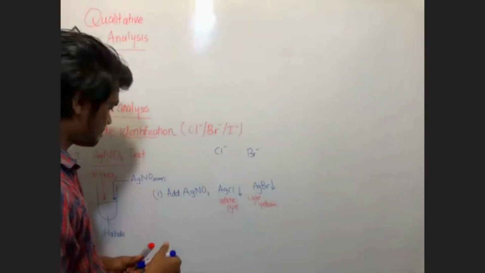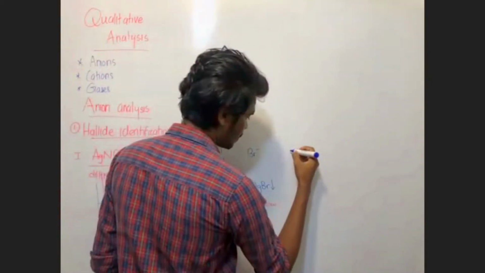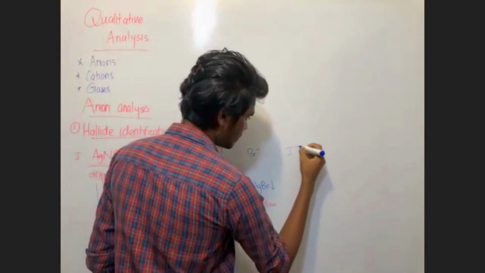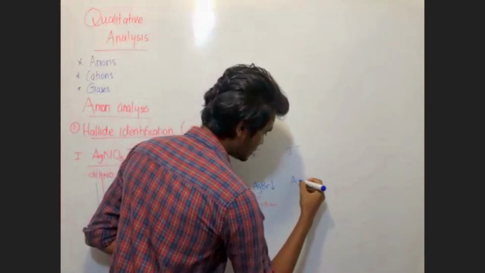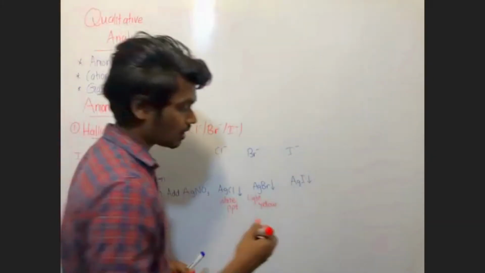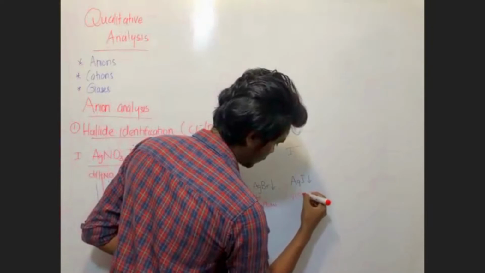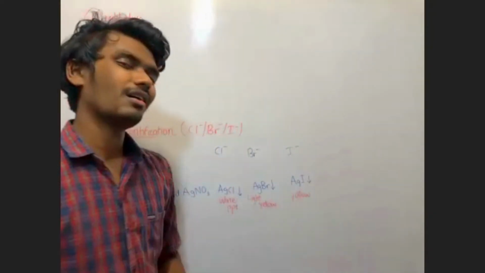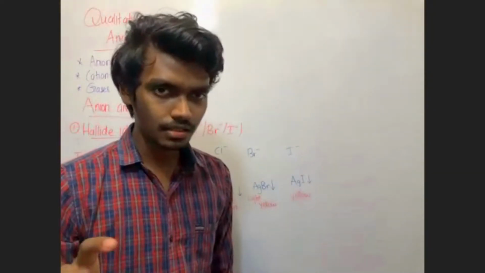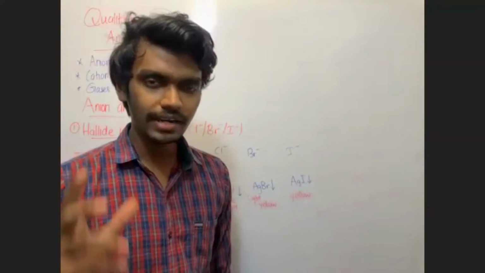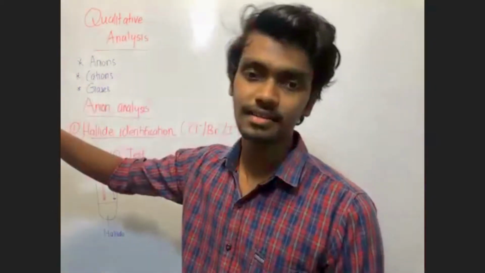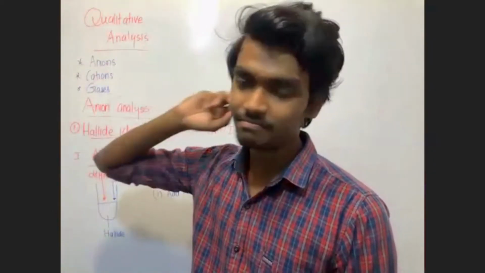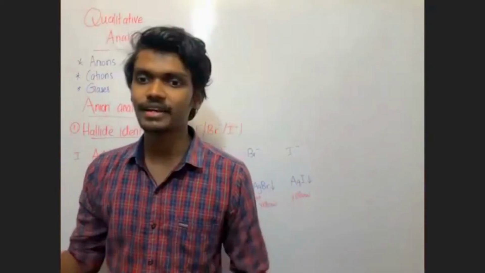If it is I minus, that forms AgI. What is the color? Yellow color. Exactly. So, based on the color of the precipitate, you can decide the halides. Learn these by heart. If you can't get the concept, memorize it.